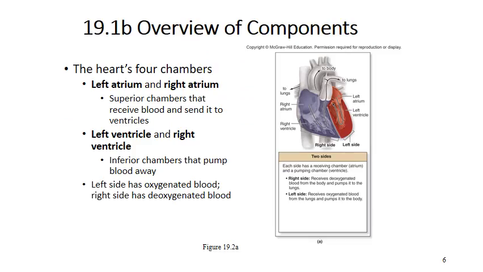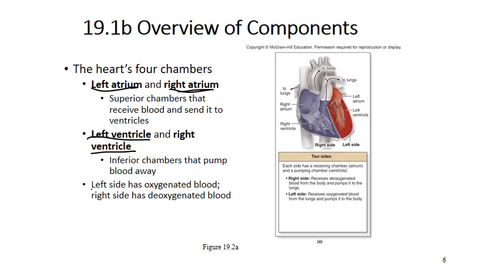Okay, there are four chambers within the heart. We have our left atrium and our right atrium. These are the superior chambers that receive blood and then send it into the ventricles. So they are just holding places. Then the left ventricle and the right ventricle are the inferior chambers that are going to pump blood away from the heart, either to the pulmonary system or into the systemic system.